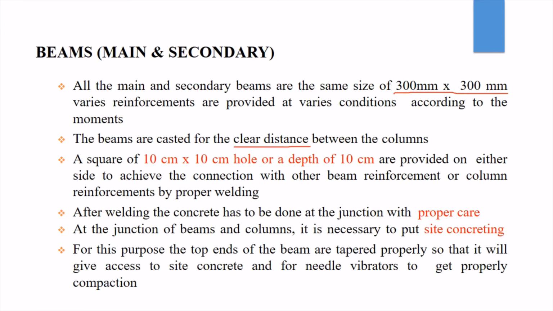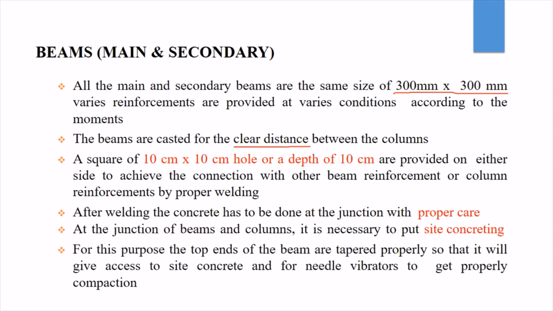Next is beam. We know generally what is a beam, main beam and secondary beam. We are going to discuss that point. The size is 300 mm by 300 mm, and the reinforcement varies. You can see here they have mentioned 300 into 300 mm. It looks like a standard size, and the reinforcement varies depending upon the condition and also the moments. When the moments are high, then we go for various reinforcements. They are mentioned in the first point.